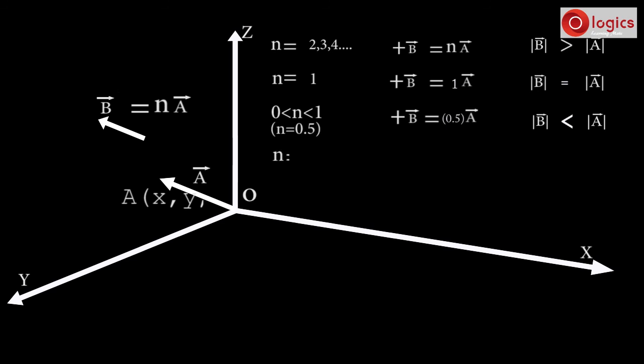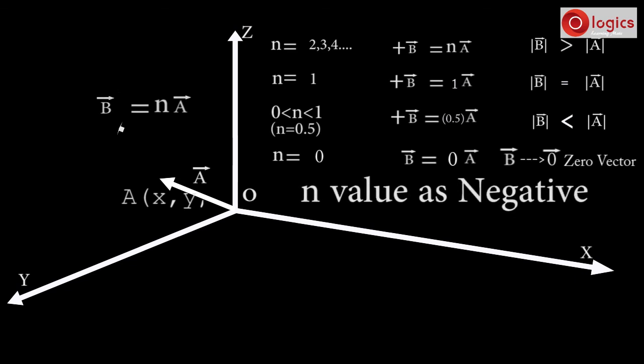Now, let's say n value is 0. Then we have B bar is 0 time multiple of A bar. Here in this case, B bar becomes a 0 vector. Observe here. In this case, the magnitude of B bar becomes 0, and its direction is undetermined.